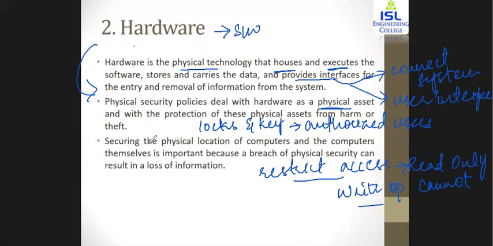Then another method for securing the hardware is securing the physical location of computers, and the computers themselves, because a breach of physical security can result in loss of information. Suppose you've got a backup of a particular organization. This backup can be stored in a different location where you're storing all of the magnetic tapes, disks, pen drives, CDs, wherever you're storing information. You can completely safeguard the location, so that no one else knows where this backup area is, and nobody has access to the location. So you're going to secure the location entirely.